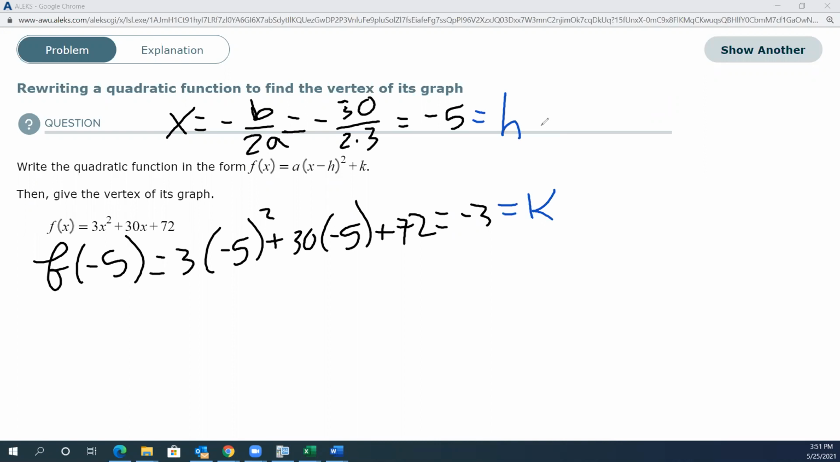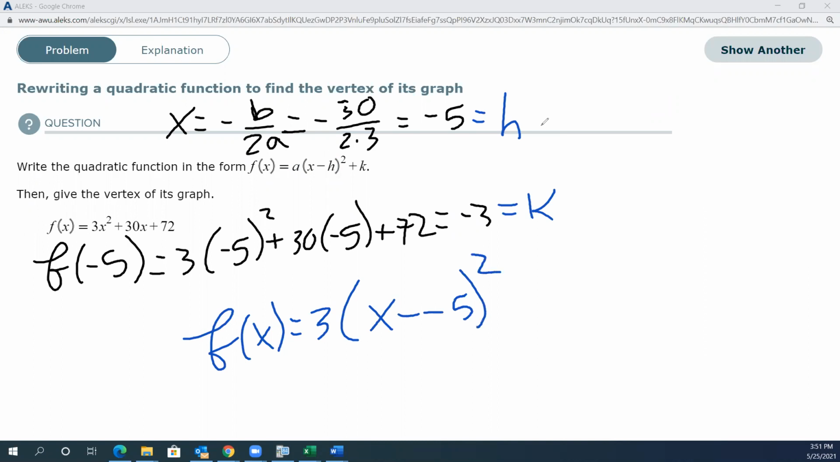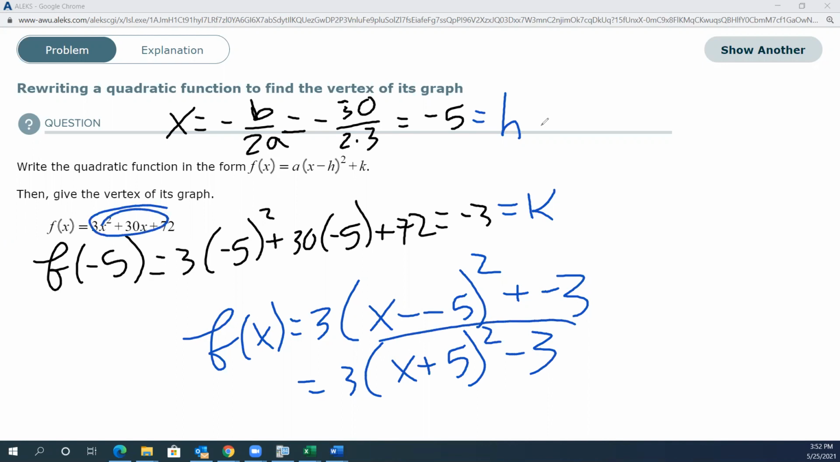So the function can be rewritten as f of x equals a, which was 3, times x minus h, which was -5, and then squared, and then plus k. We can tidy that up as 3 times x plus 5 squared minus 3. Now, what you should do at this point is plug that in for y1, that in for y2, go to the table, see if they match, because they're supposed to be the same function, just written in different forms. You really need to do that before you hit submit on Alex or something like that.